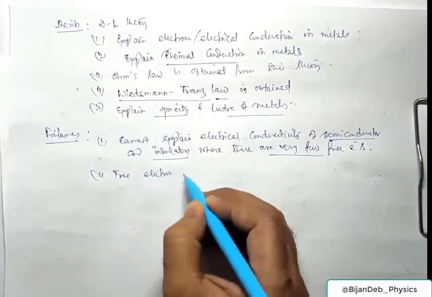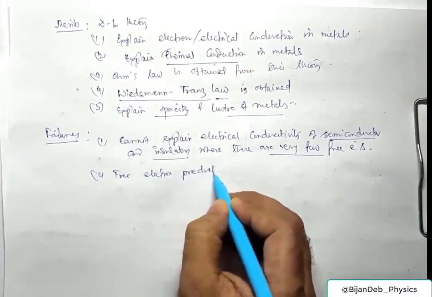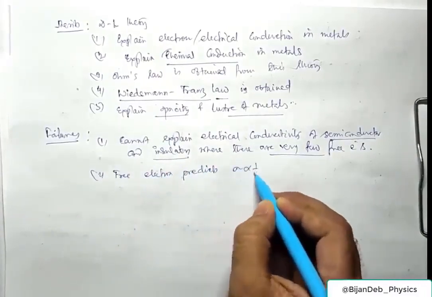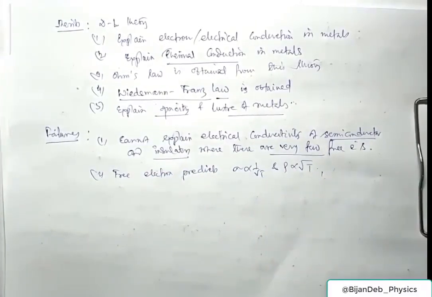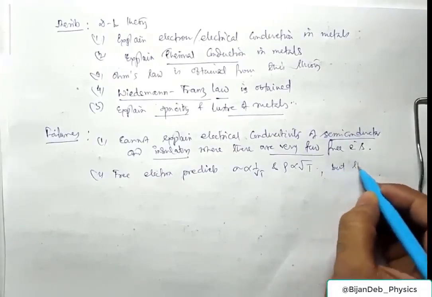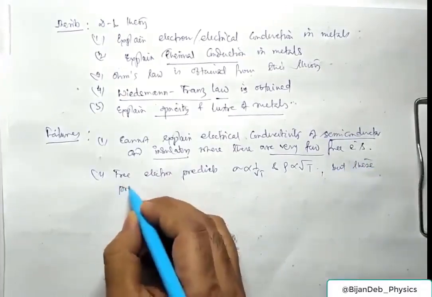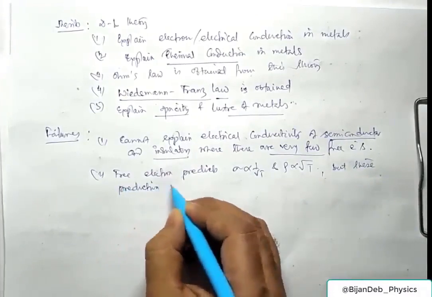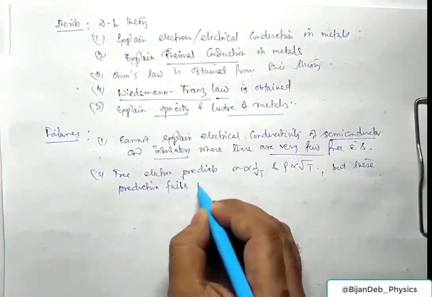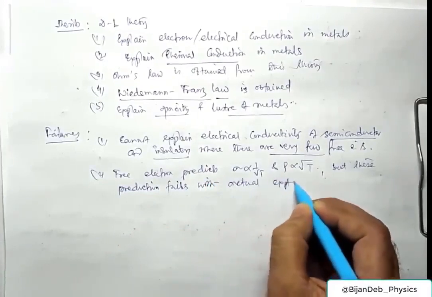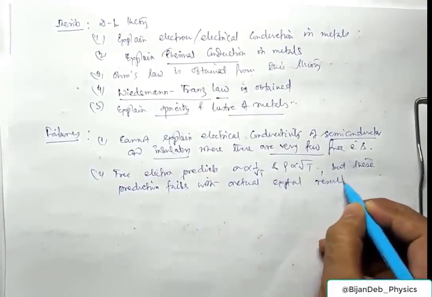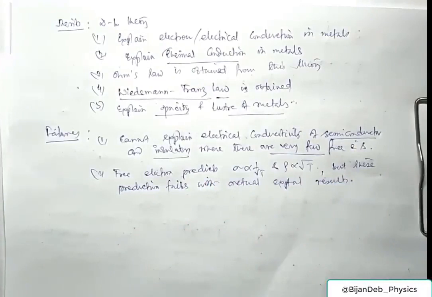Free electron theory predicts sigma proportional to 1 by root T and rho proportional to root T, but these predictions fail with actual experimental results. Actually it is seen that rho is proportional to T rather than root T.